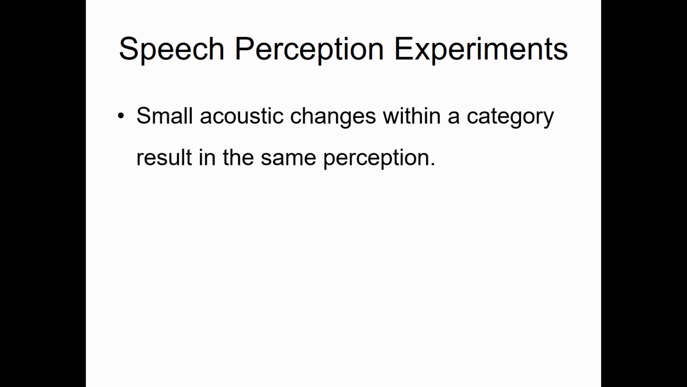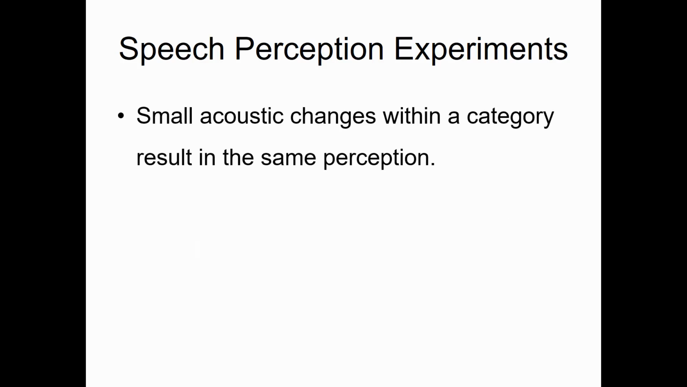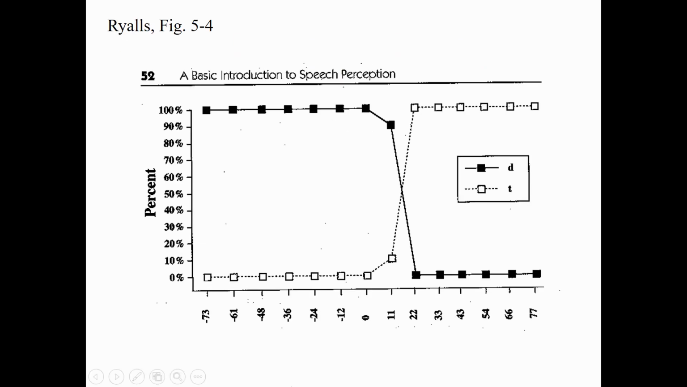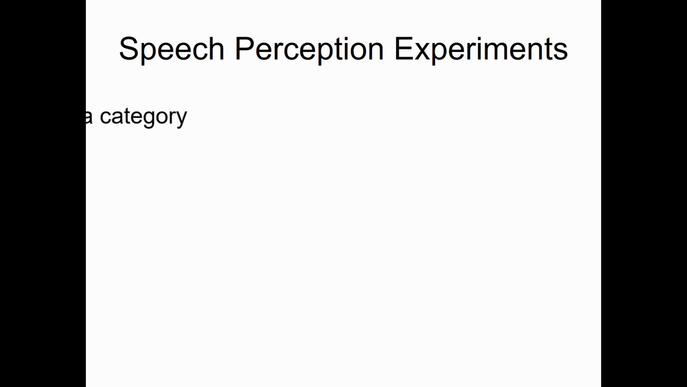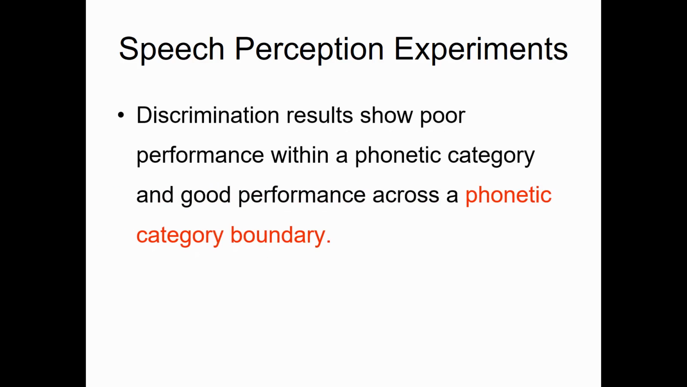Categorical perception is the phenomenon in which small changes within a category result in the same perception, the same identification, and judgments of same when you're asked to discriminate. But once you vary things across a category boundary, so here we've got the category boundary where the T line and the D line cross one another, suddenly perception is much better. So discrimination results show poor performance, poor ability to discriminate pairs of stimuli within a phonetic category, but good performance across a phonetic category boundary.